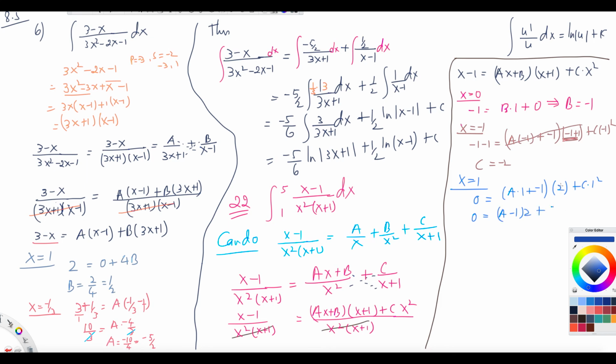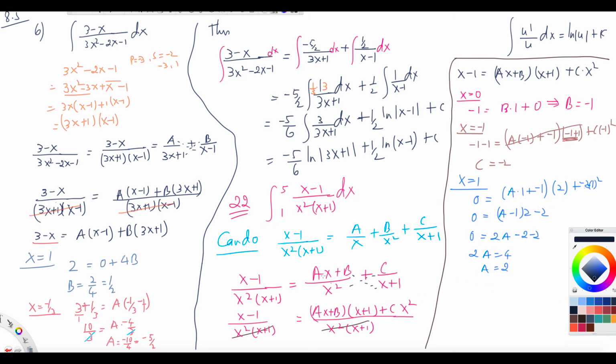Oh, by the way, how much is c? I got c equals negative 2, right? Let me write down negative 2 there. So this whole thing will be negative, because negative 2 times 1 squared, minus 2 there. Okay, what do you get then? So 0 equals 2a minus 2 minus 2. So 2a equals 4. So a equals 2. So I got the value of a as well.